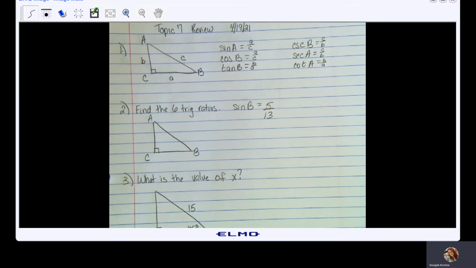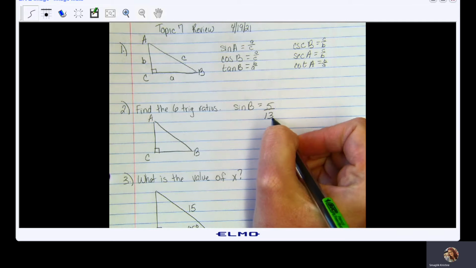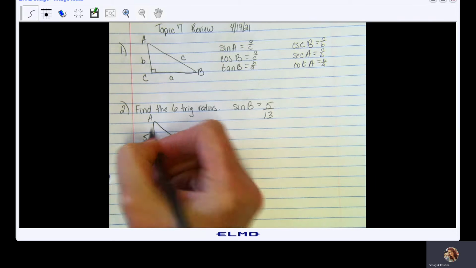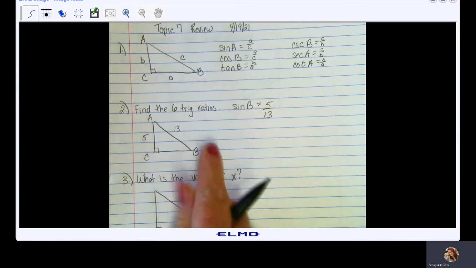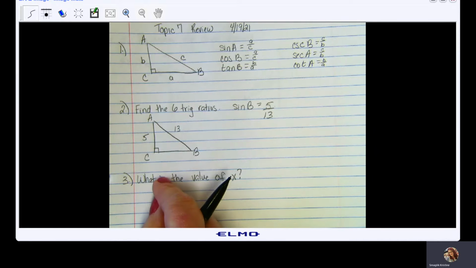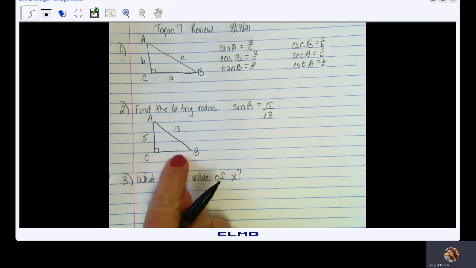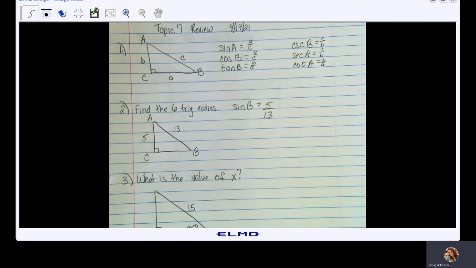And now number 2, find the 6 trig ratios. Sine of B equals 5 over 13. Well, sine is opposite over hypotenuse. So here's B, opposite is 5, and hypotenuse is 13. So if I want to find, say, cosine, tangent, those require the adjacent leg, and I don't know that one. So let's use the Pythagorean theorem to determine what this measurement is.